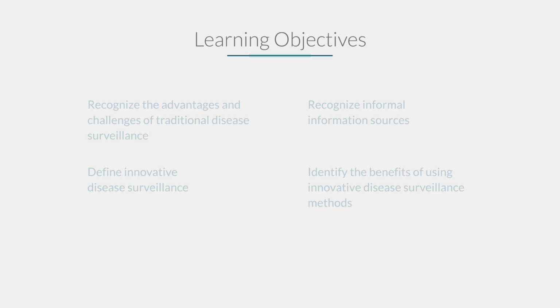After you finish this course, you will be able to recognize the advantages and challenges of traditional disease surveillance. Define innovative disease surveillance. Recognize informal information sources. Identify the benefits of using innovative disease surveillance methods and explain how they are complementary to traditional disease surveillance methods.